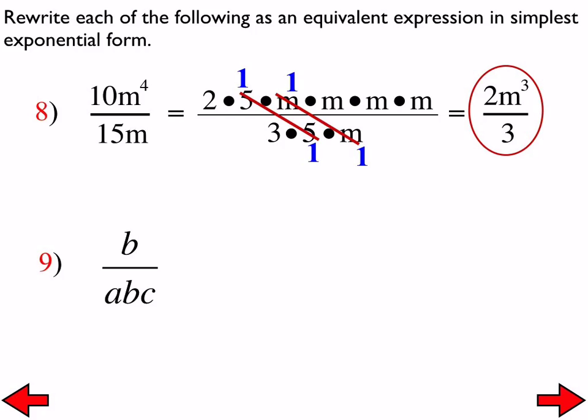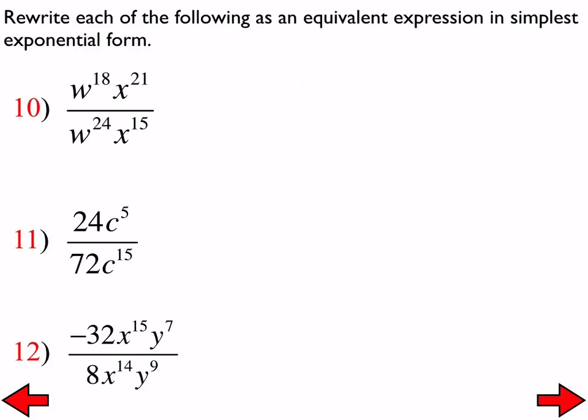B over ABC, we have a b in common on top and bottom, so we will basically cancel those out and replace them with 1s. Don't forget to do that. And it makes it clear then we have 1 over AC. Number 10. If we visualize the w's, all the w's on top are going to cancel out and leave me with 6 w's on the bottom. With regards to the x's, all the x's on the bottom are going to cancel out and leave me with 6 x's on top. So we should end up with x to the 6th over w to the 6th.